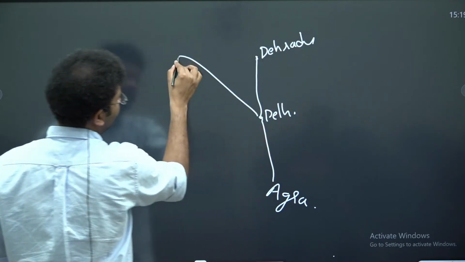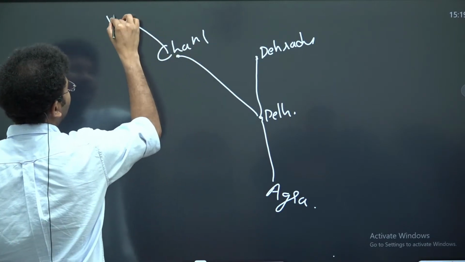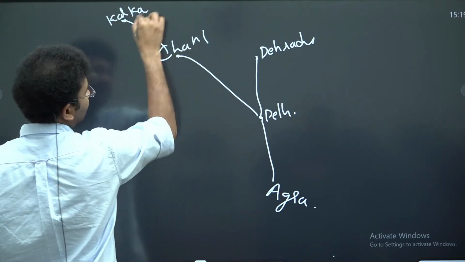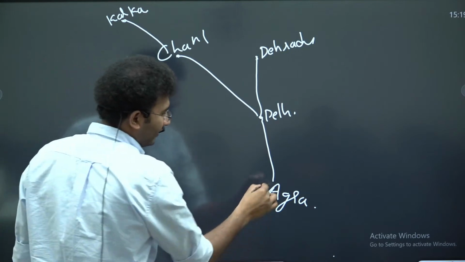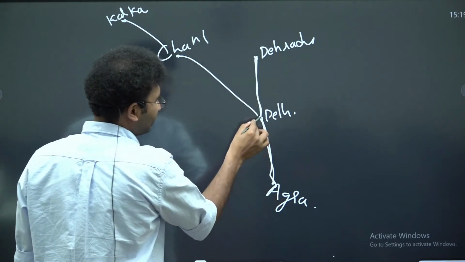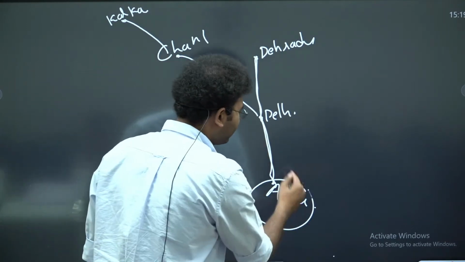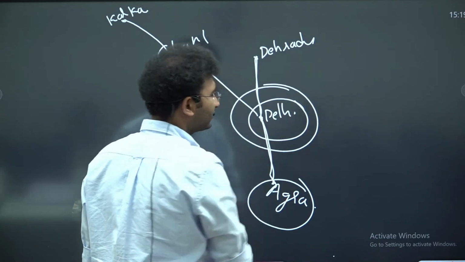On the other side, you come to Chandigarh, Chandigarh to Kalka. In between, these are the areas. Now these are the future conurbations. Future conurbation means the city is continuously growing. Delhi is growing outward.